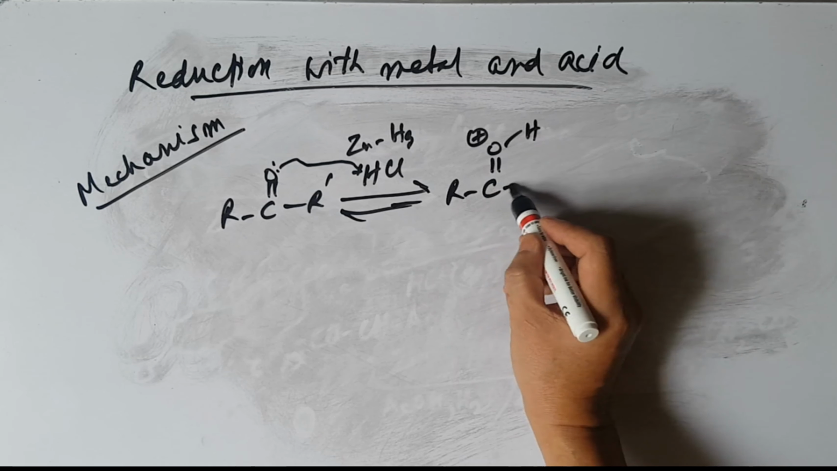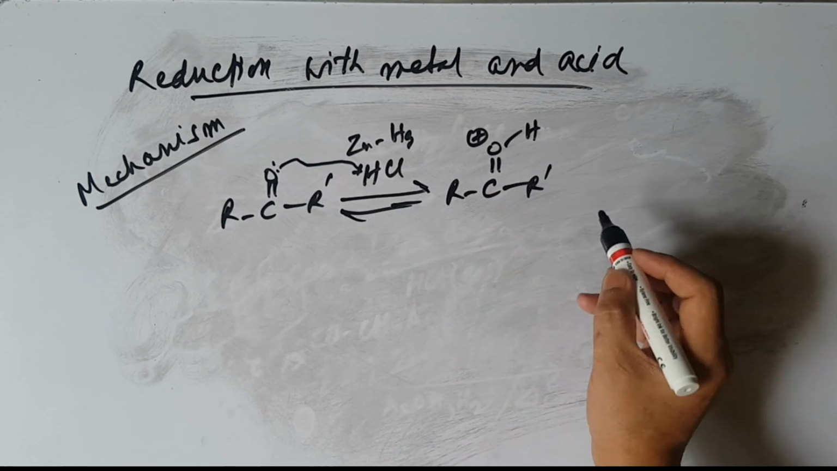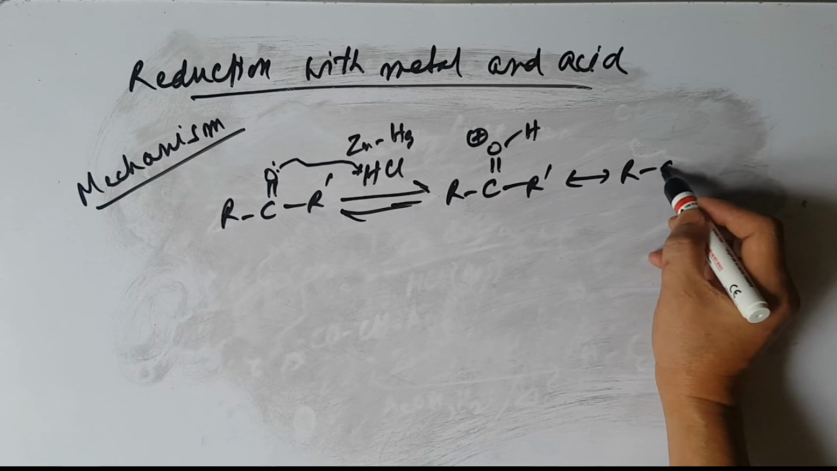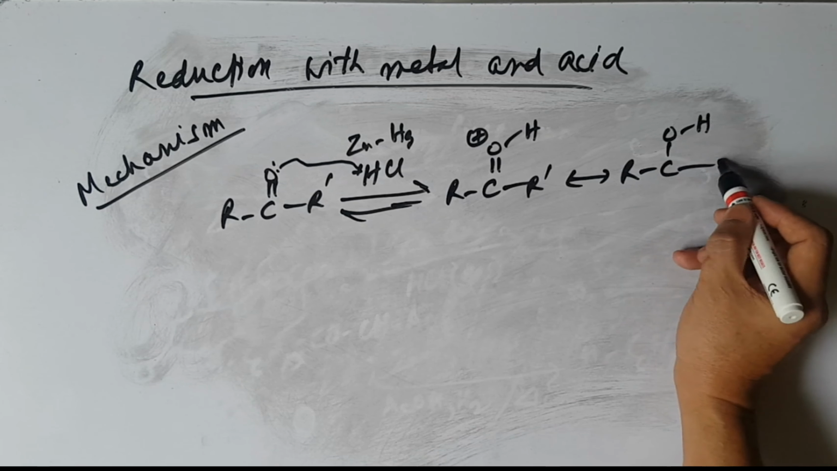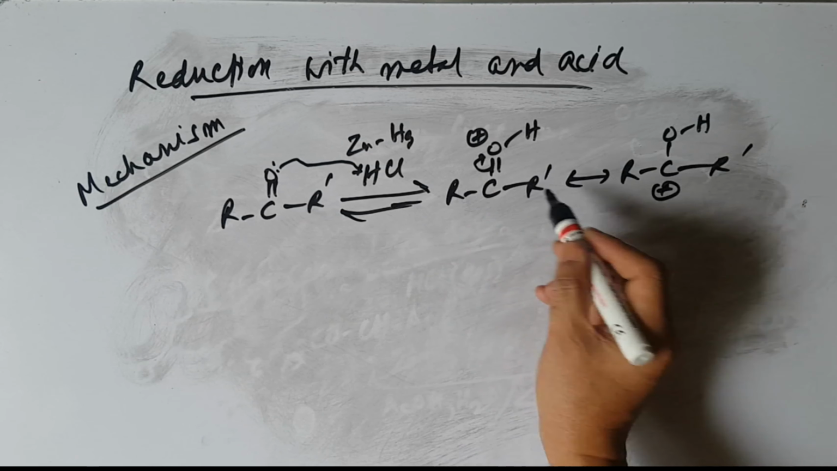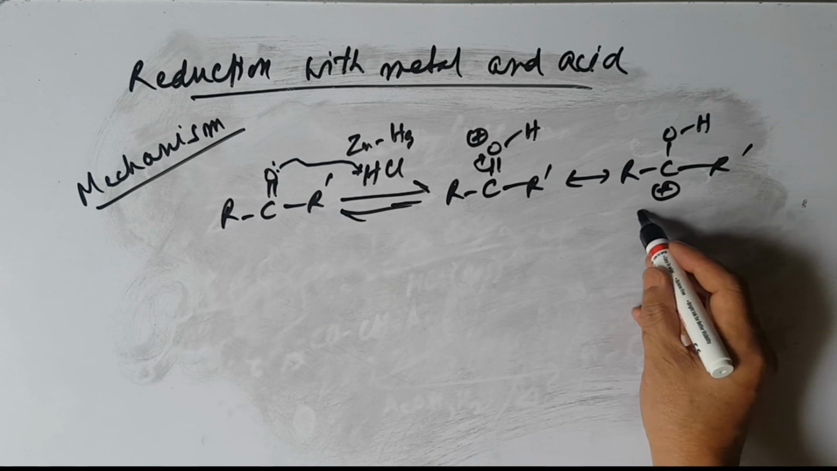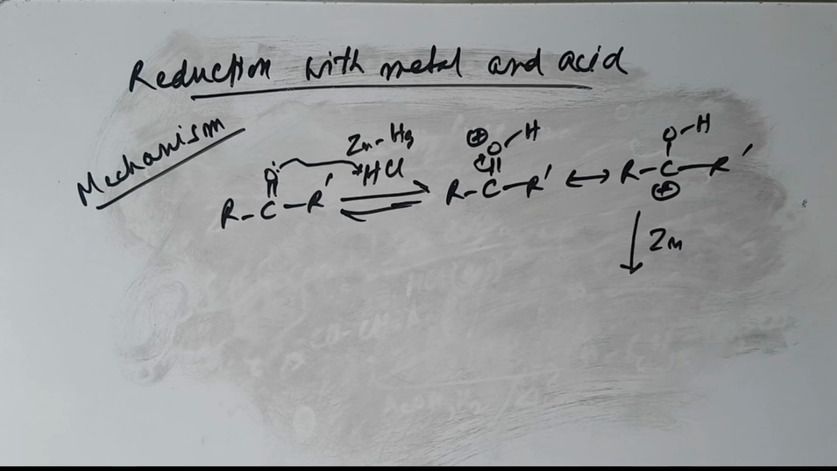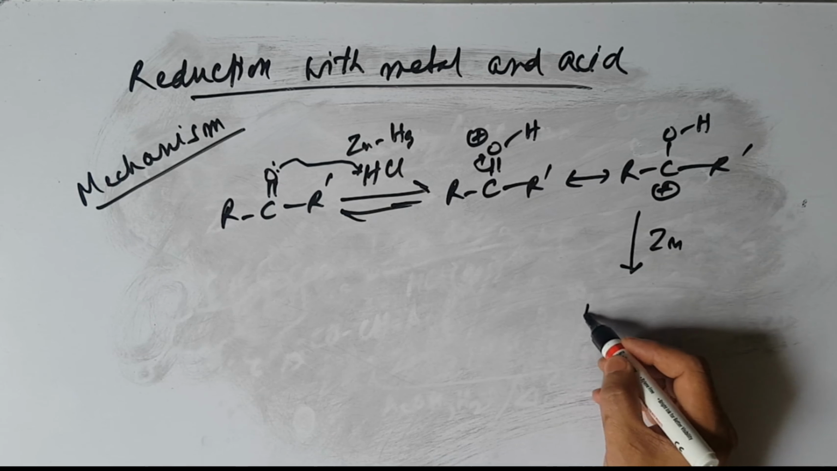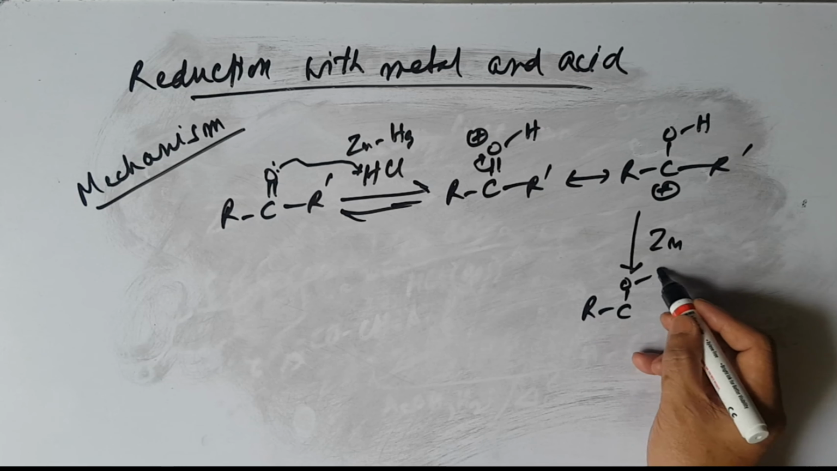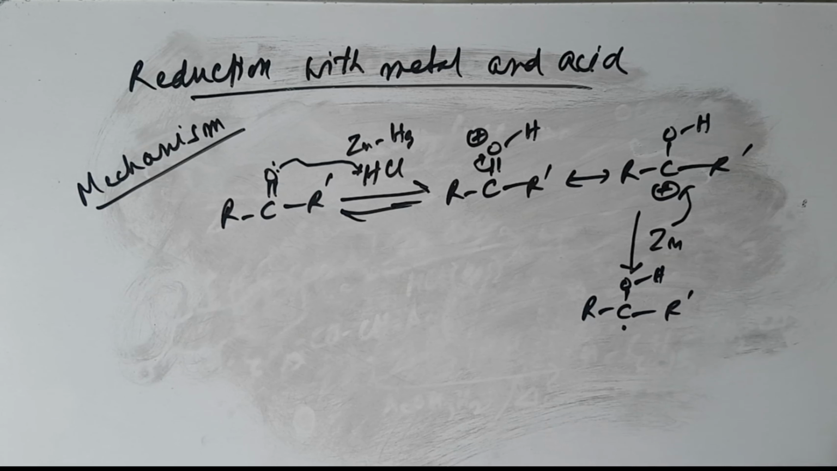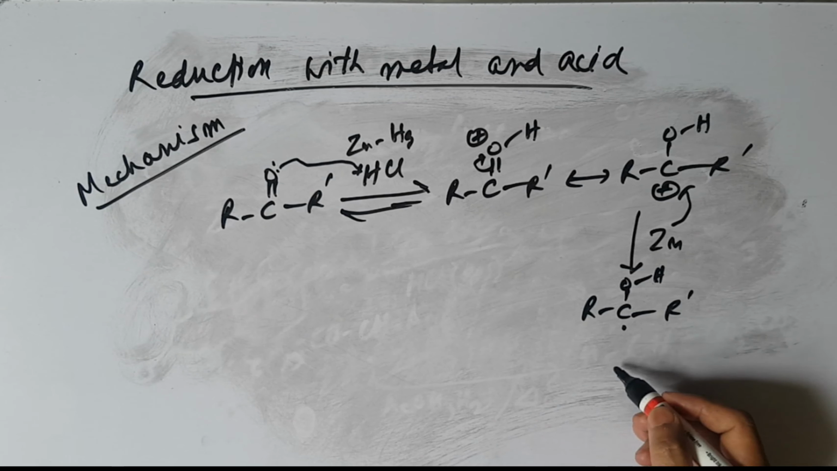Then this can be written like R, C, OH, R prime. So you have a positive charge here. Then this is attacked by zinc. Zinc has 2 electrons. First, 1 electron is transferred here, so it forms the C-OH species, and a radical is formed.